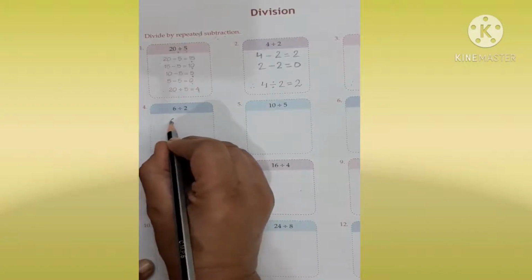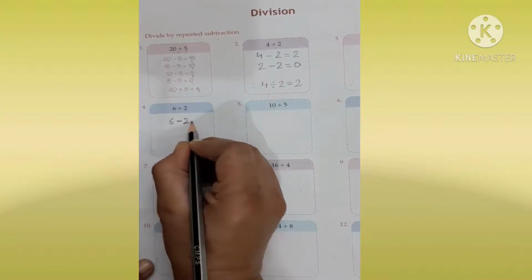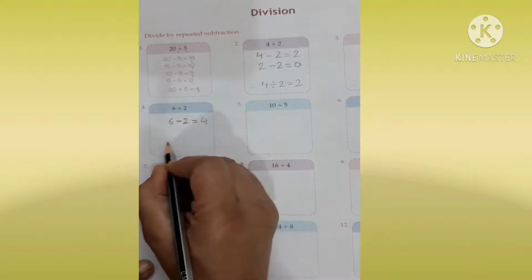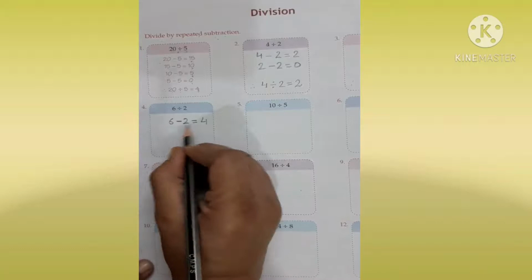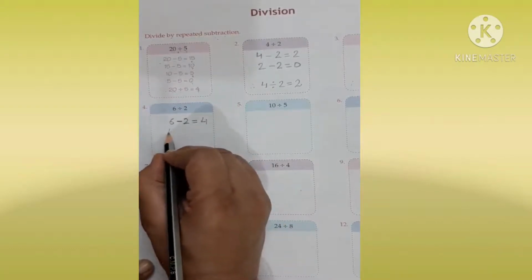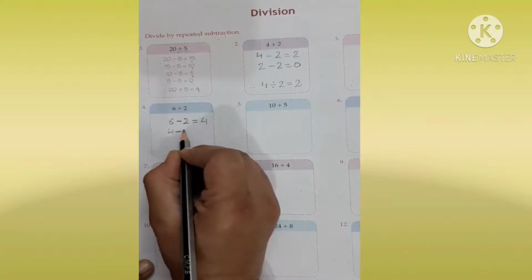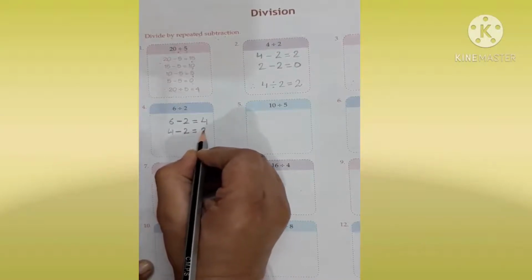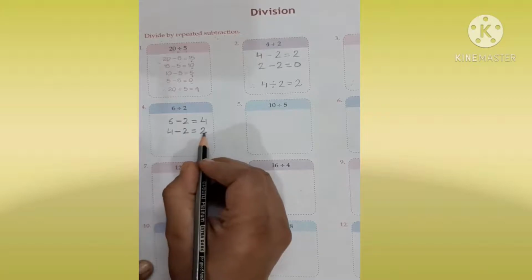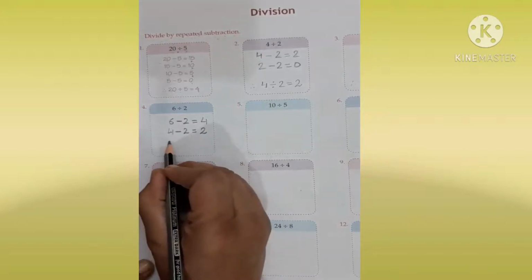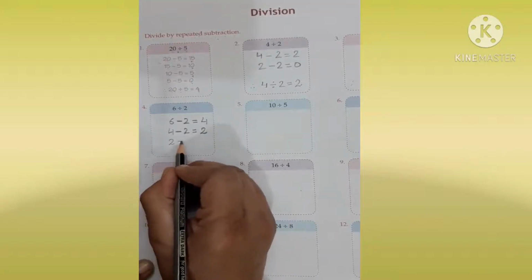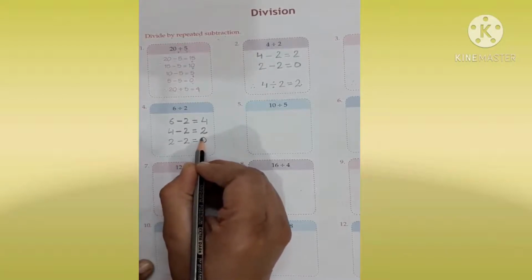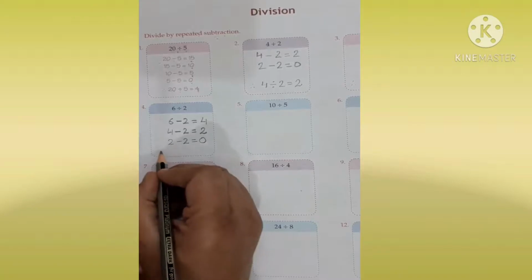So 6 minus 2 is equal to 4. Now take this 4 here. 4 minus again 2 is equal to how many? 2. Then this 2 here. 2 minus 2 is equal to 0.